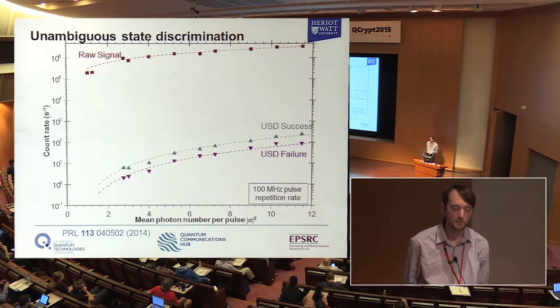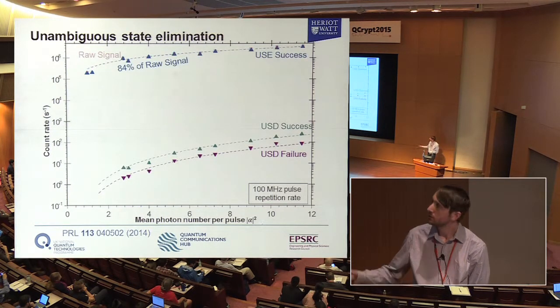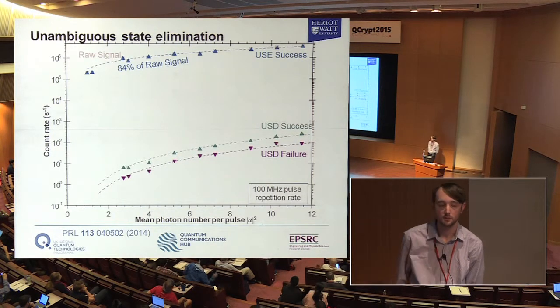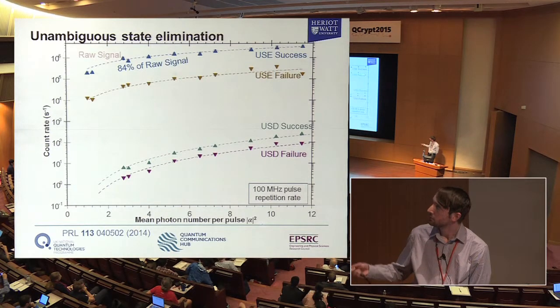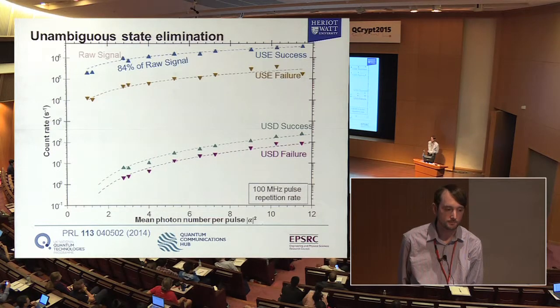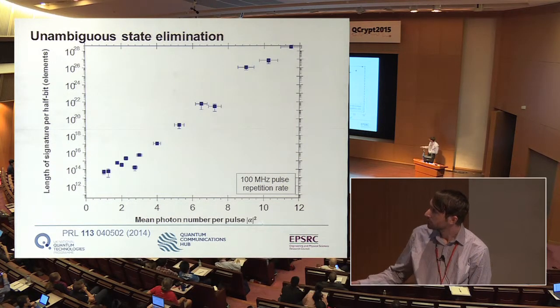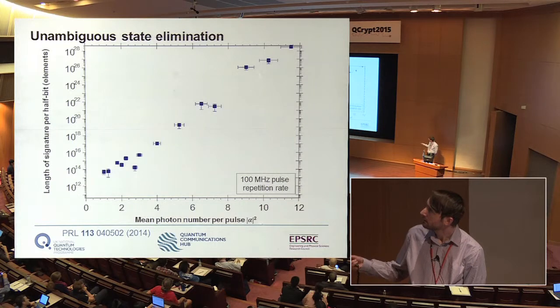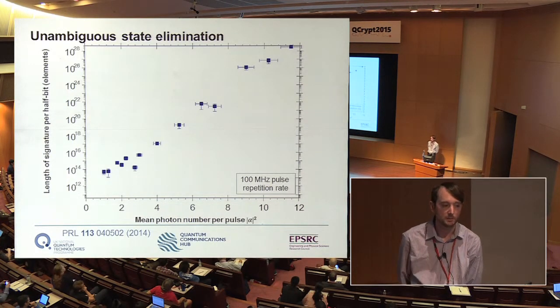If we then go to unambiguous state elimination, when we're only looking for 1 of those detectors to fire to just eliminate the incorrect state, you can see that we have about 84% of the raw signal rate for our success rate. Our failure rate, of course, correspondingly does go up as well, but it's a much smaller fraction of the overall rate. And in this case, this means that it takes us approximately between 10 to the 14 and 10 to the 28 pulses to sign a single half bit in our message.